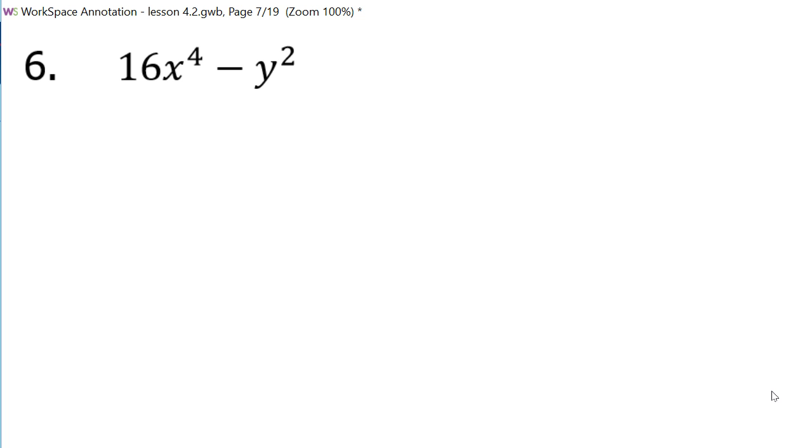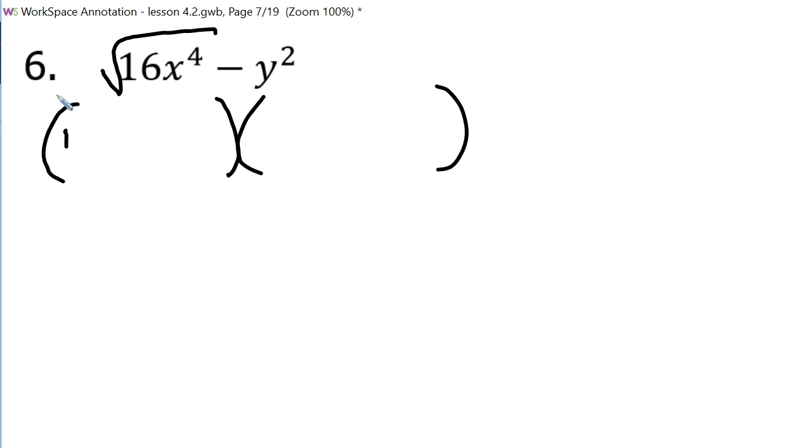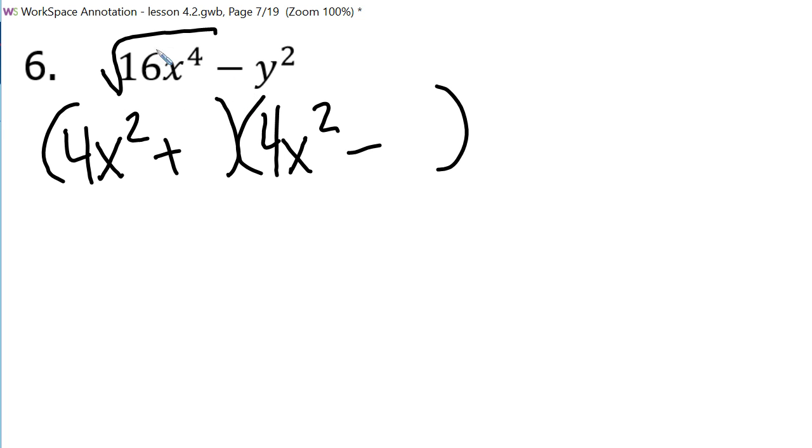Number 6, is this a difference of squares? Yes, so put your 2 sets of parentheses. Square root of 16 is 4 and 4. When you square root a variable, you cut it in half. So what's half of x to the 4th? X squared. So we'll have a 4x squared and a 4x squared. One is a plus, the other is a minus, and the square root of y squared is y. So 4x squared plus y, 4x squared minus y.